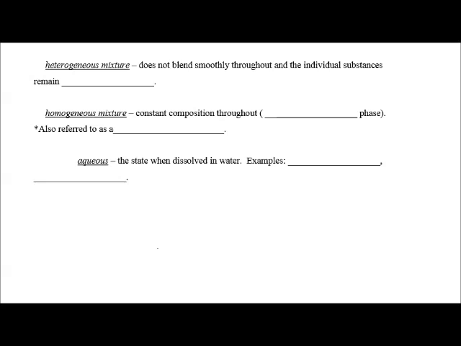A mixture can be heterogeneous, so it does not blend throughout, and the individual particles or substances remain separate. A mixture can be homogeneous, where everything is blended together. We say there is one single phase. This is also referred to as a solution. You have to know a homogeneous mixture is a solution.